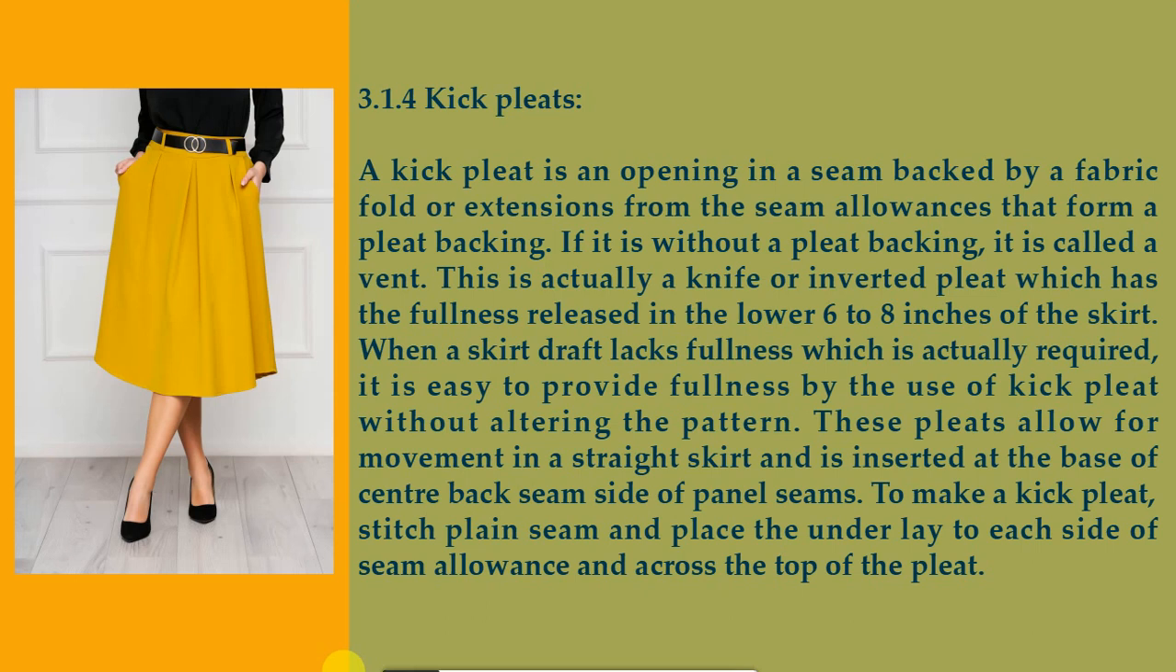These pleats allow for movement in a straight skirt and are inserted at the base of the center back seam or side or panel seams. To make a kick pleat, stitch a plain seam and place the underlay to each side of the seam allowance and across the top of the pleat.